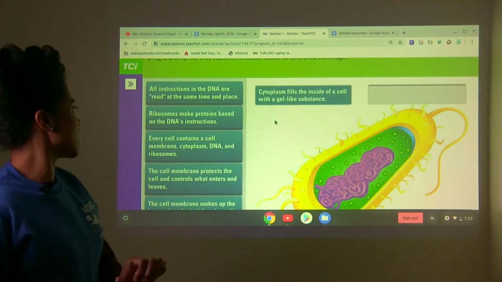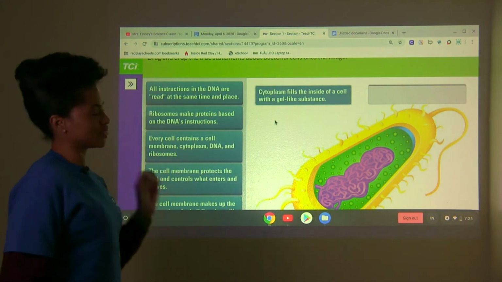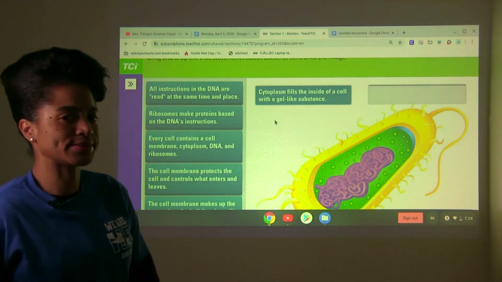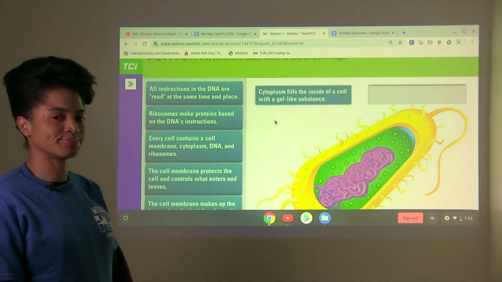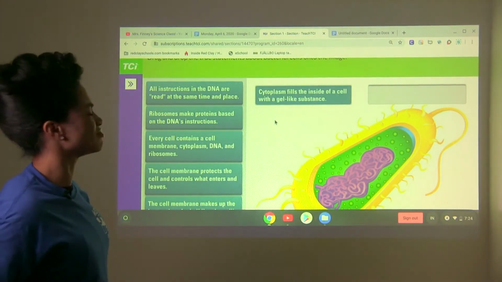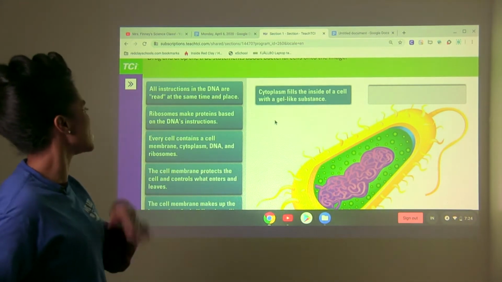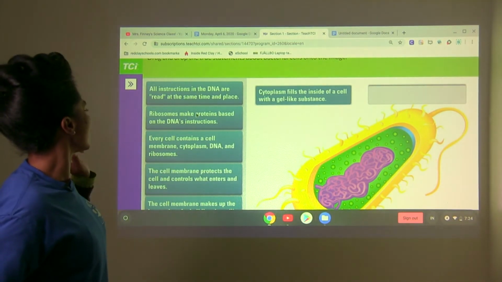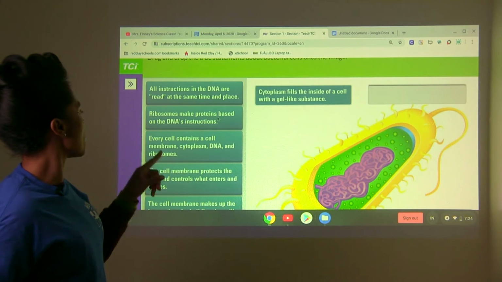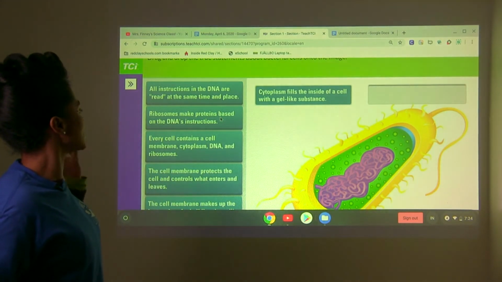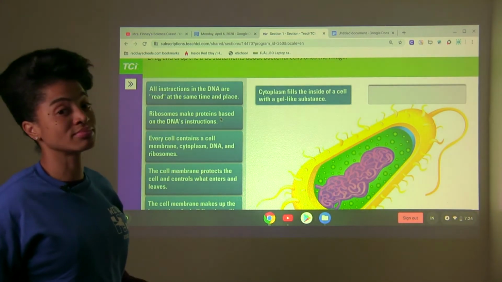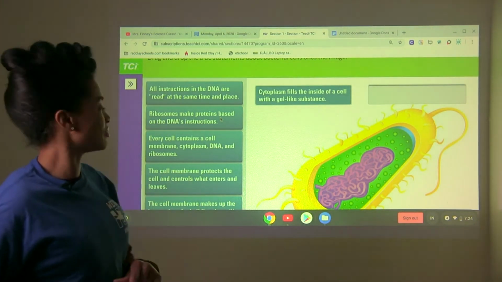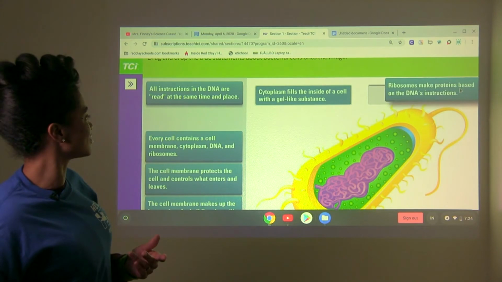All instructions in the DNA are read at the same time and place. What do you think about that? Take it or leave it. I say leave it, so no. Not true. Next one, ribosomes make proteins based on the DNA's instructions. Take it or leave it. Take it. Okay. Let's go with that.